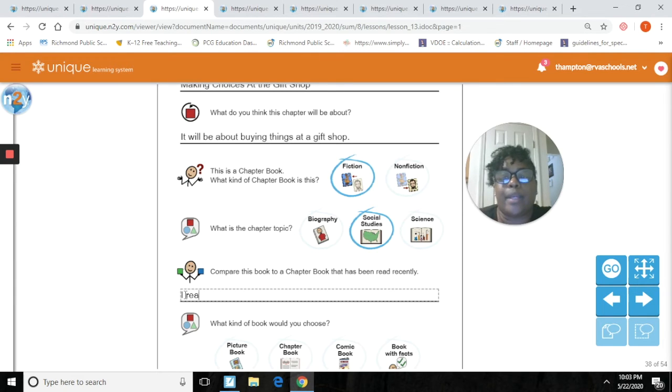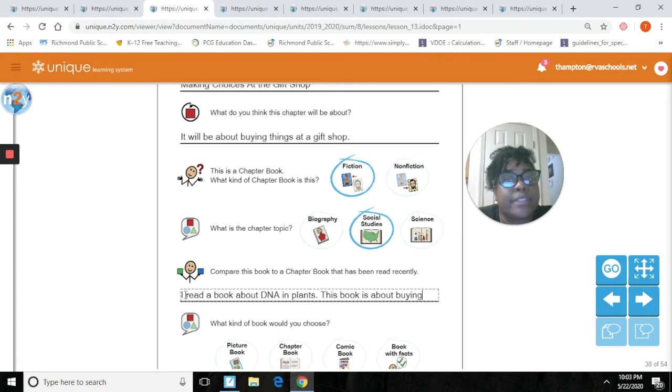Okay. All right. So I read a book about DNA in plants. This book is about buying, and it won't let me type any further. Okay. But this book is about buying things in a gift shop.